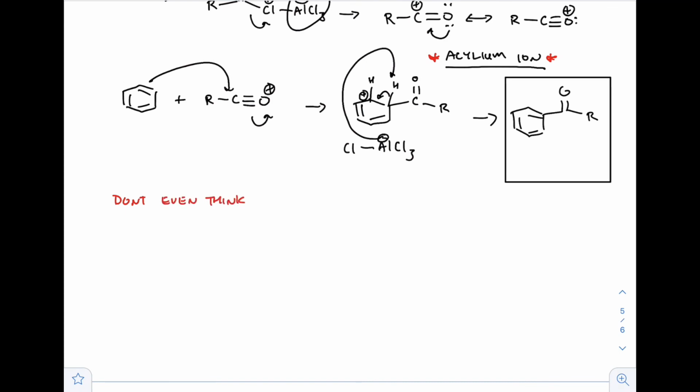Pretty sure Mr. Friedel and Mr. Crafts won a Nobel Prize for this, like probably back in the day, which was probably a Wednesday or something, I don't know. But per usual, the vinyl chloride and the aryl chloride, those guys are not gonna work, right? They're not the sp3 carbons, and so they're not gonna react the same way.